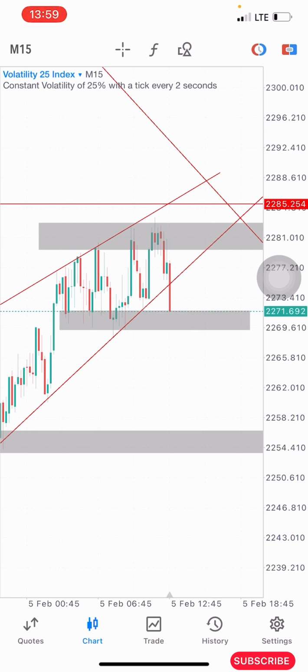So this is my plan right now. I'll be waiting for this to close below this trend line. So immediately it closes, I'm going to take one position, right? So let's wait for time. This is 1:59, maybe 2 o'clock the candlestick will be closed. So let's just wait and see.